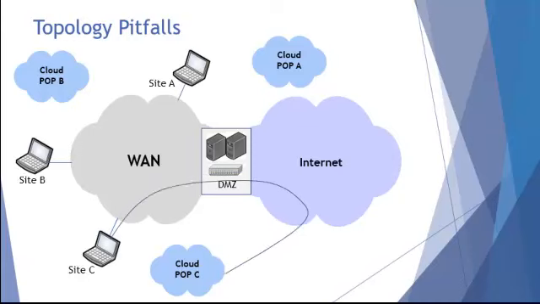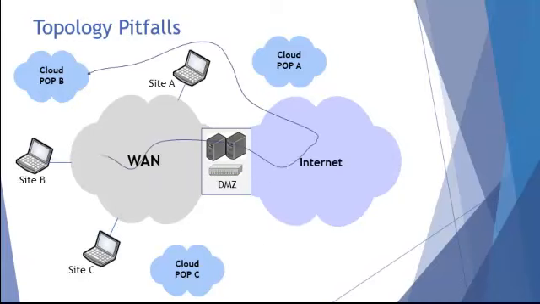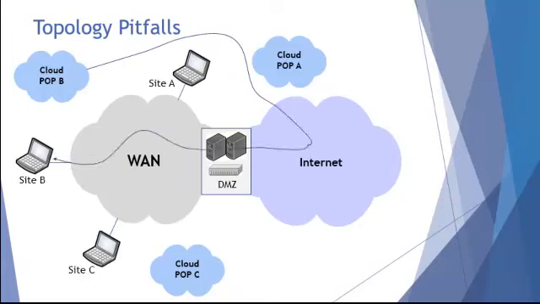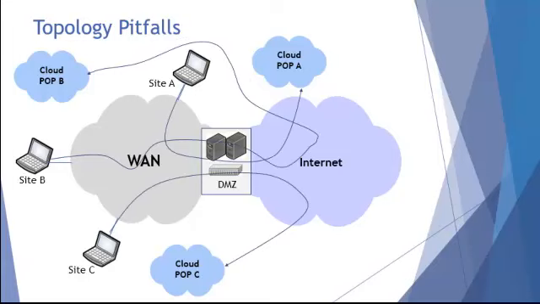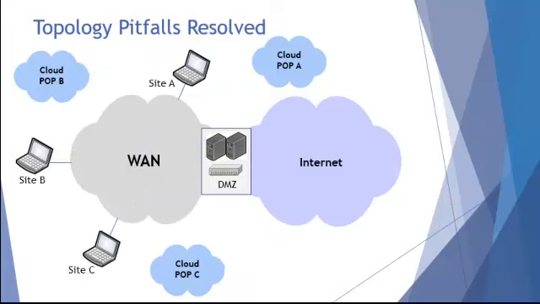Likewise with site C, and then maybe in an extreme case for site B, which again may be trying to connect to a POP that's relatively close by, but by necessity having to traverse through the WAN to the DMZ and then out to the internet to the cloud POP. So again, whether it actually goes to cloud POP B or let's say cloud POP A, you're still traversing the WAN and adding that performance penalty. So this is one of the ways that SD-WAN can actually help resolve some of these pitfalls of the WAN backhaul.